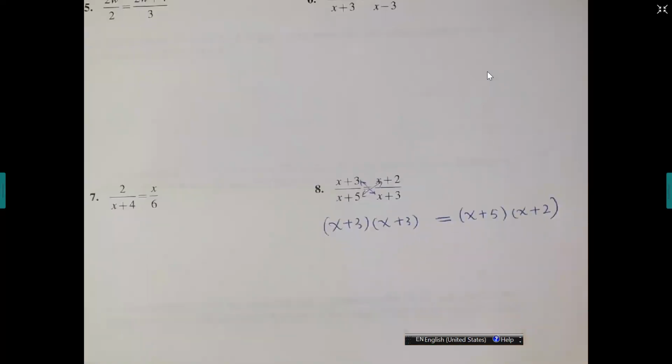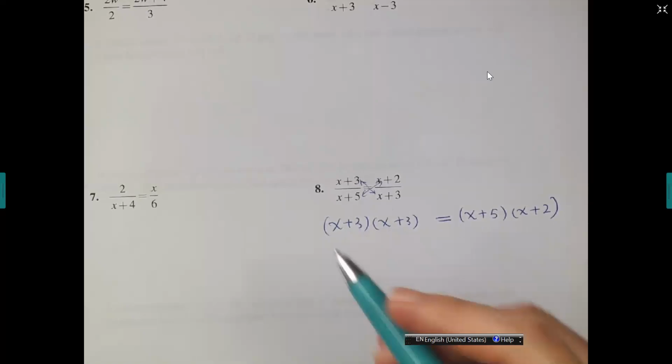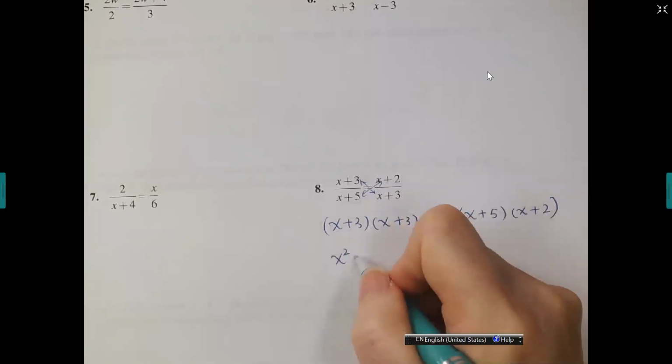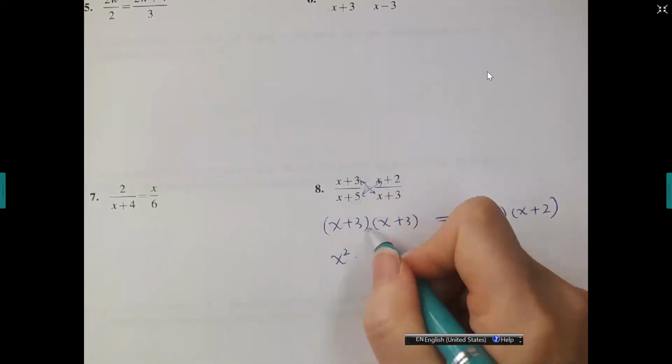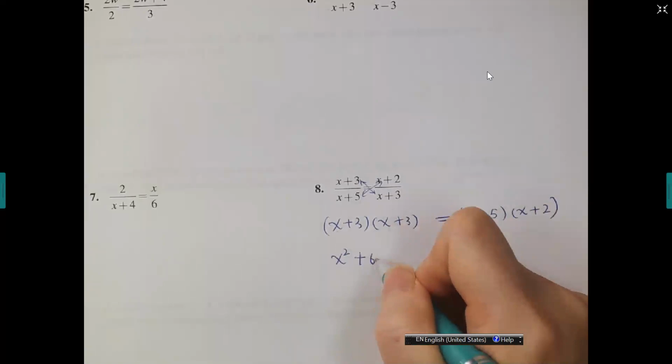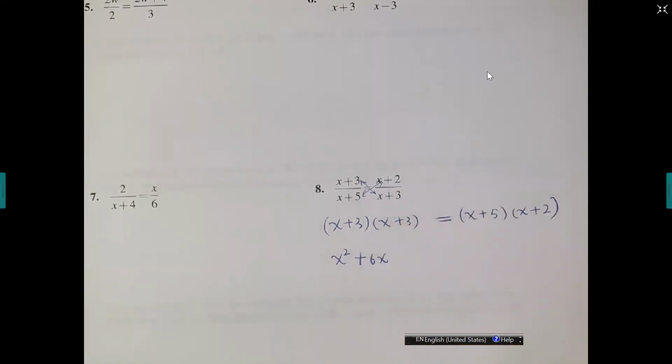Okay, so what do we do next? We just remove the parentheses, carry out this multiplication on the left side. It turns into a binomial times a binomial. Apply the FOIL rule. x times x, x squared. x times 3, 3x. And 3 times x, another 3x. Combine the like terms, it turns into plus 6x. Okay, I did skip some steps.